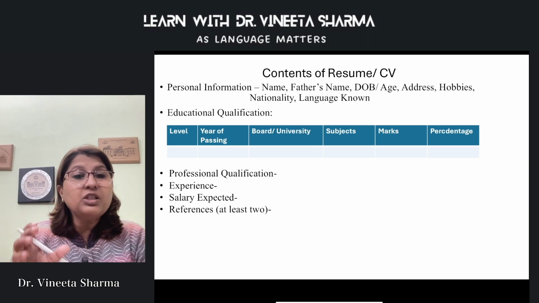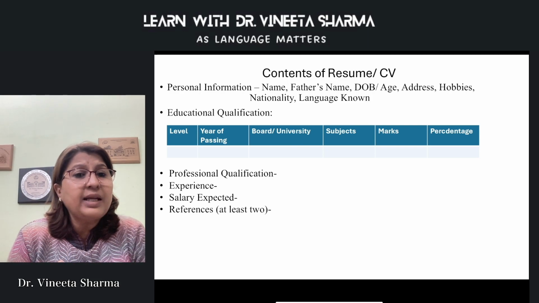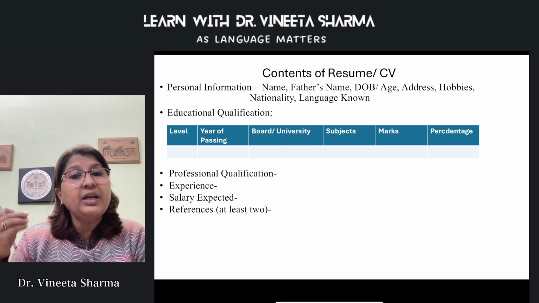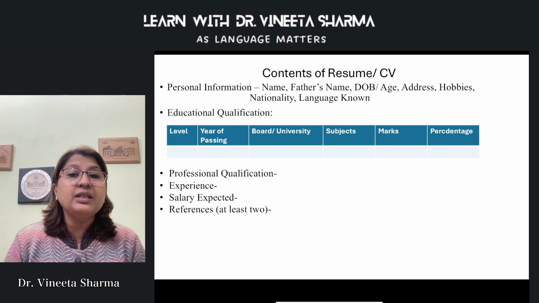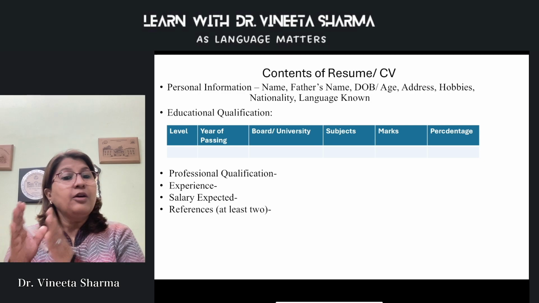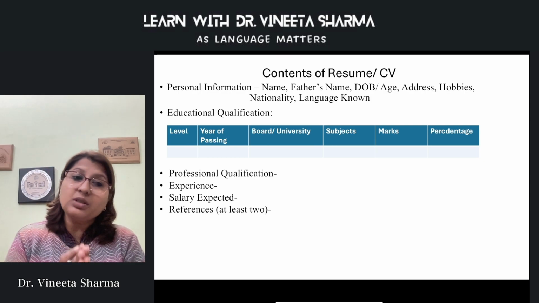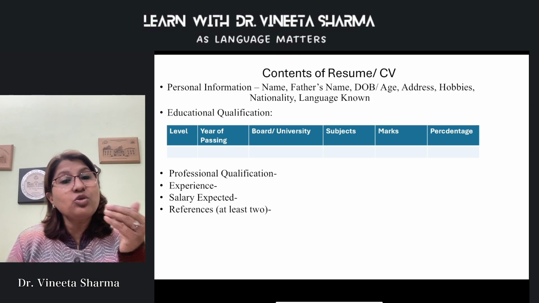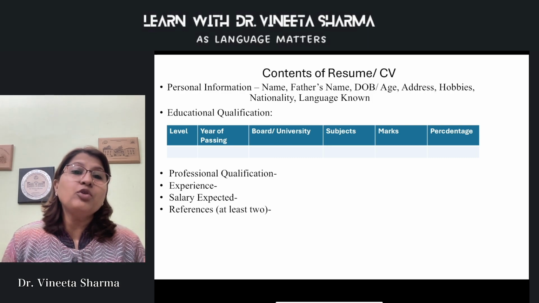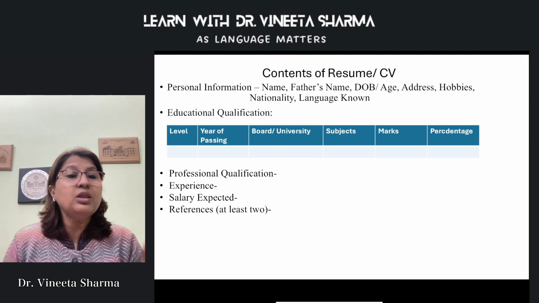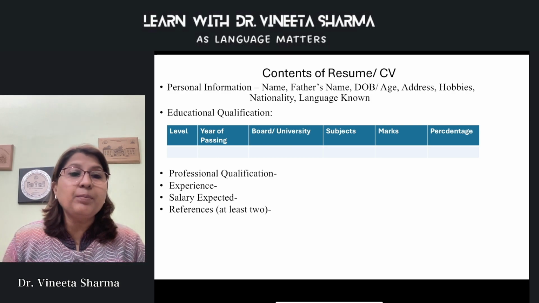How should it be? First, you can give personal information, which is like biodata, where you are supposed to specify name, father's name, date of birth, age, address, hobbies, nationality, languages known. These are the points you are supposed to give as your personal information. After that, educational qualification. For that, you can always form a table. You should always begin from class 10, then class 12, then graduation, post graduation. This is how you give your educational qualification depending on the post or the job that you are applying for.